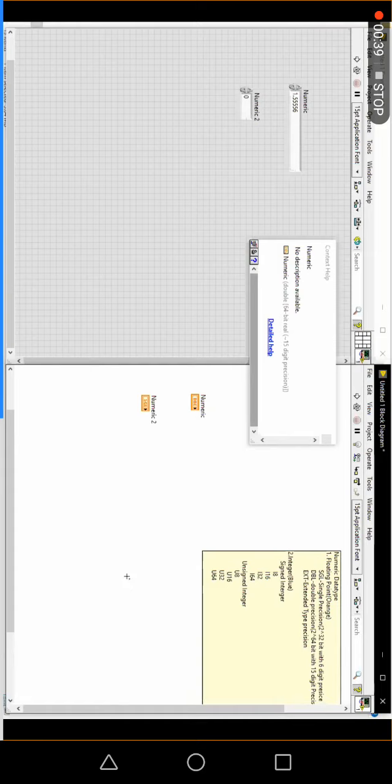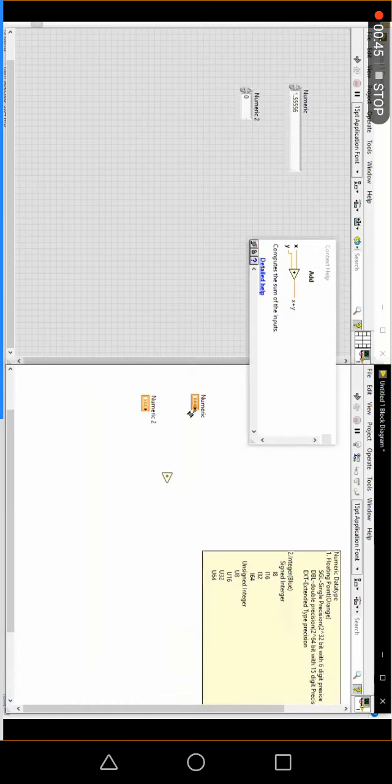Another scenario: right click, I am going to take the addition. Now I am going to connect the SGL here, and I am going to connect the DBL here. Okay, now I am going to connect the SGL here. What will happen? Tell me. If I try to connect the SGL terminal here, what will happen?